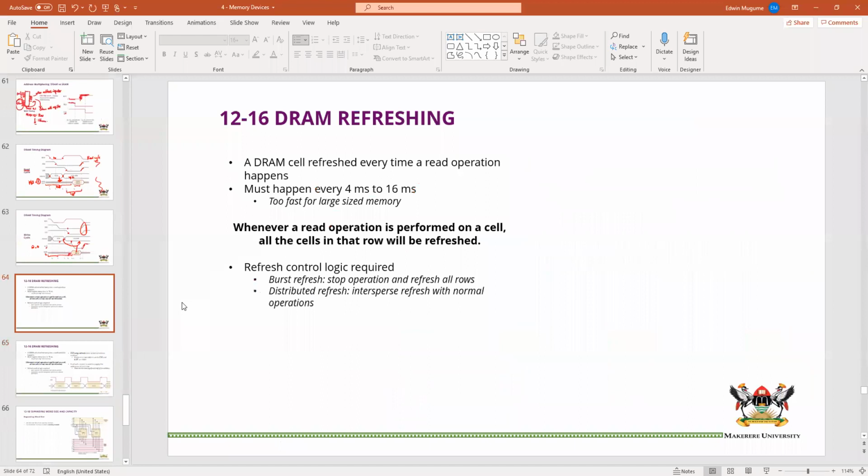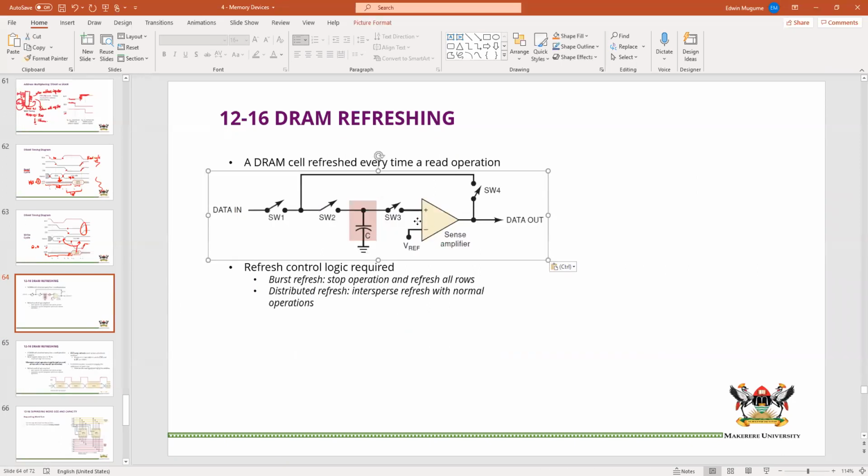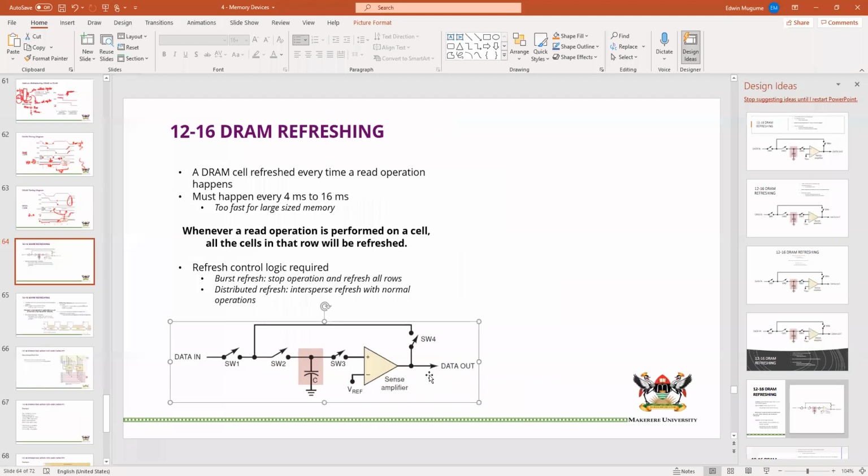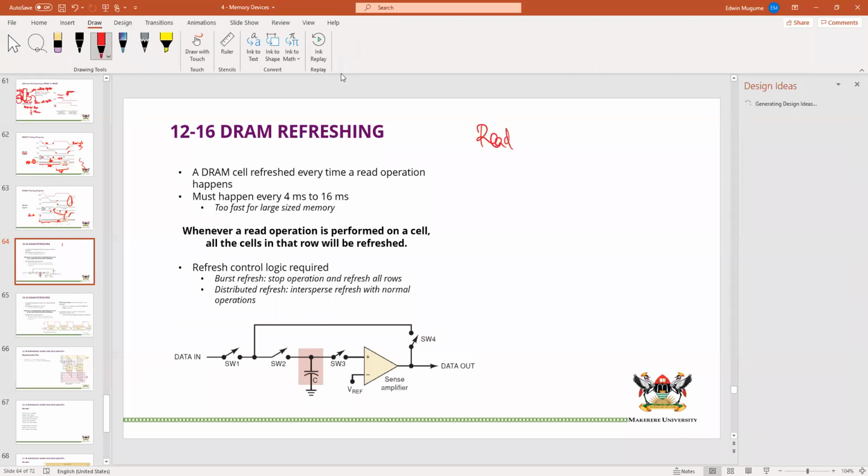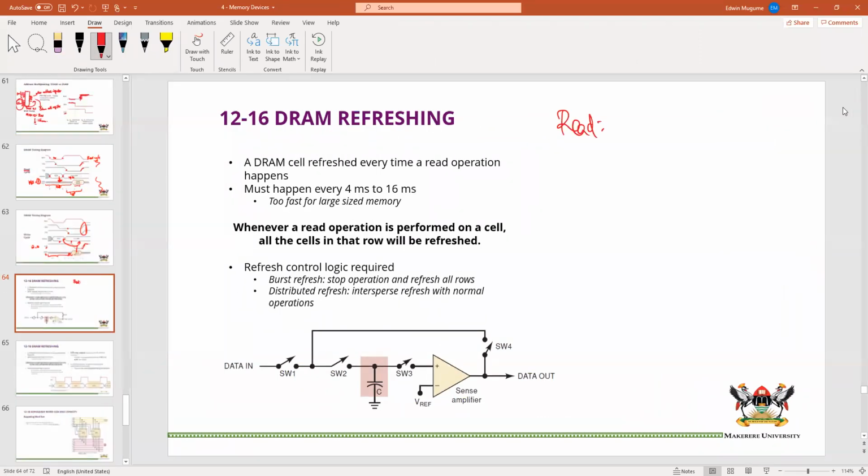Okay, so let me copy this and put it here, and we can have a look. Yeah, so we say that when you read, you basically close switches SW2, SW3, and SW4. Obviously, you open SW1, so that any data that is coming in from this side does not access the capacitor. But if this is closed, and that is closed, and this is closed, then you have some feedback loop.